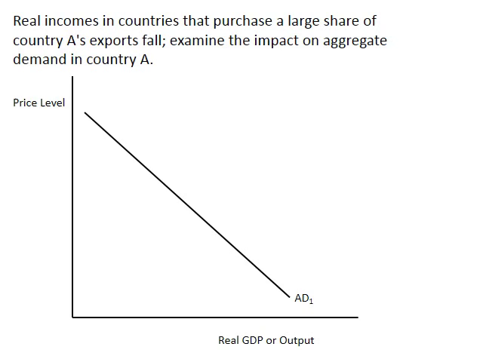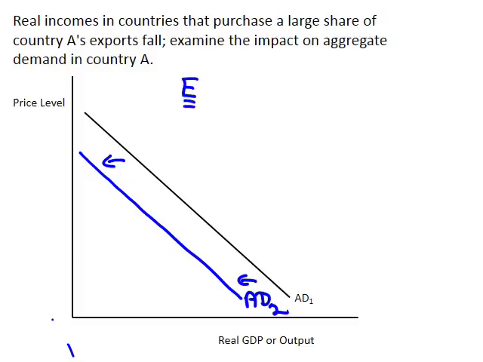Real incomes in countries that purchase a large share of countries A's exports fall. So we're going to assume that other countries that buy our goods, they are now earning less. Their GDP's gone down. Their incomes of individuals have gone down. So they're going to buy fewer of our exports. Exports are a component of AD. So AD shifts to the left. And the component that went down is exports. So again, as long as we are tracking our domestically produced goods and services, it doesn't matter whether it's our own citizens buying the goods or foreign countries.